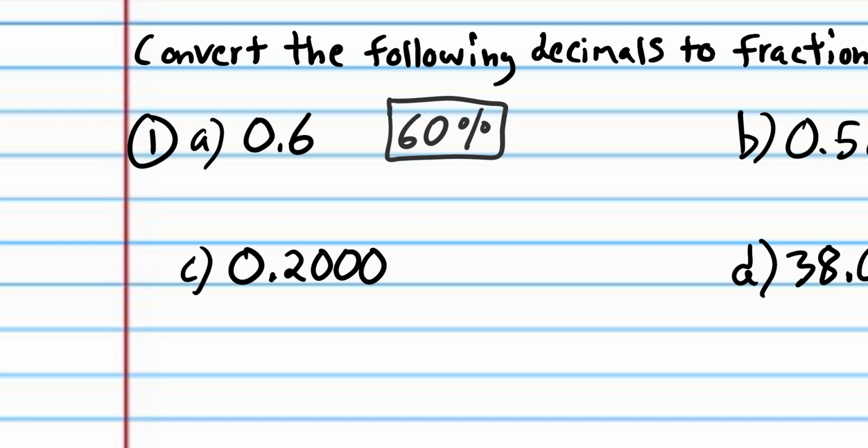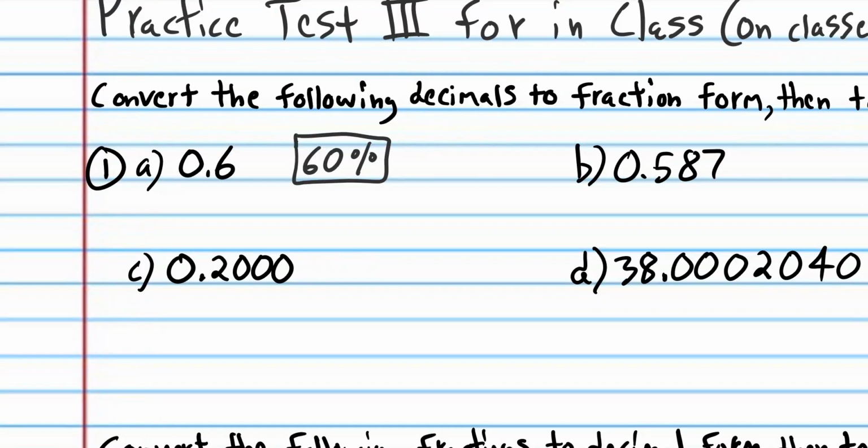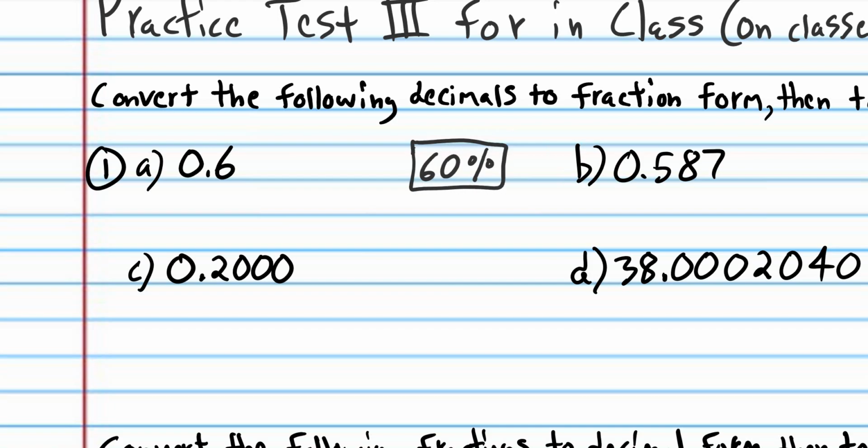You always move the decimal 2 places to change to a percent, and if you want to change back to a decimal, you move it 2 places in the other direction. So you always move it 2 places. And actually, now that I think about it, we probably should change it to a fraction first. Let's change it to a fraction first.